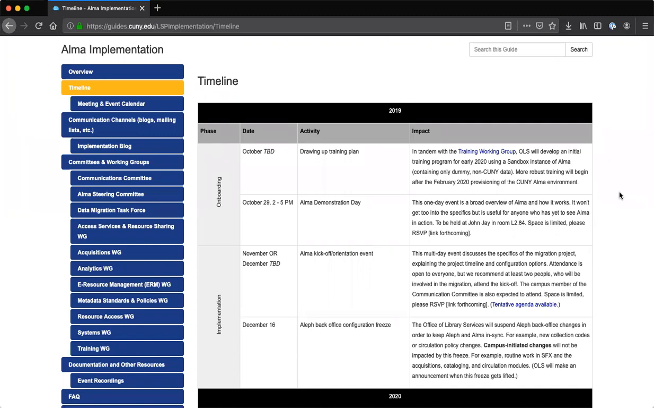Okay, if there are no more questions, I'll just remind you all that we are having a demo day, October 29th. It will be at John Jay. The invitation is going out later this afternoon. The event will be broadcast and recorded.